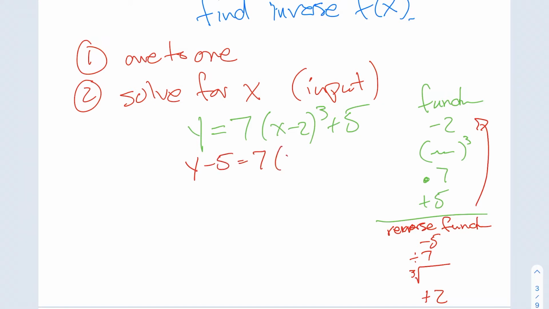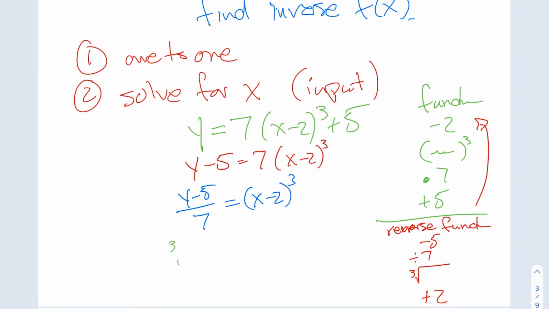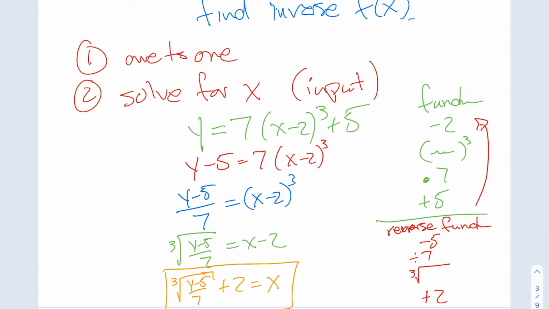You'd first subtract 5, and then you would divide by 7, and you'd get (y - 5)/7 = (x - 2) cubed. Then you take the cube root of both sides: the cube root of (y - 5)/7 equals x - 2. And then the last thing you do is add 2: the cube root of (y - 5)/7, plus 2, equals x.